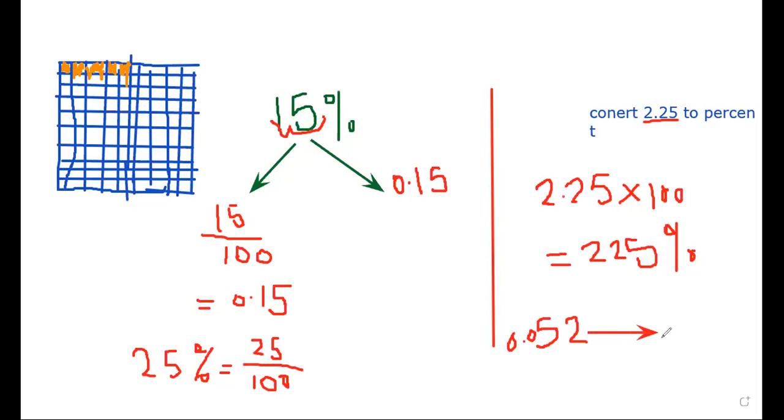We will multiply 0.052 by 100. So the answer, it will be what? 5.2, and then we will write percent.